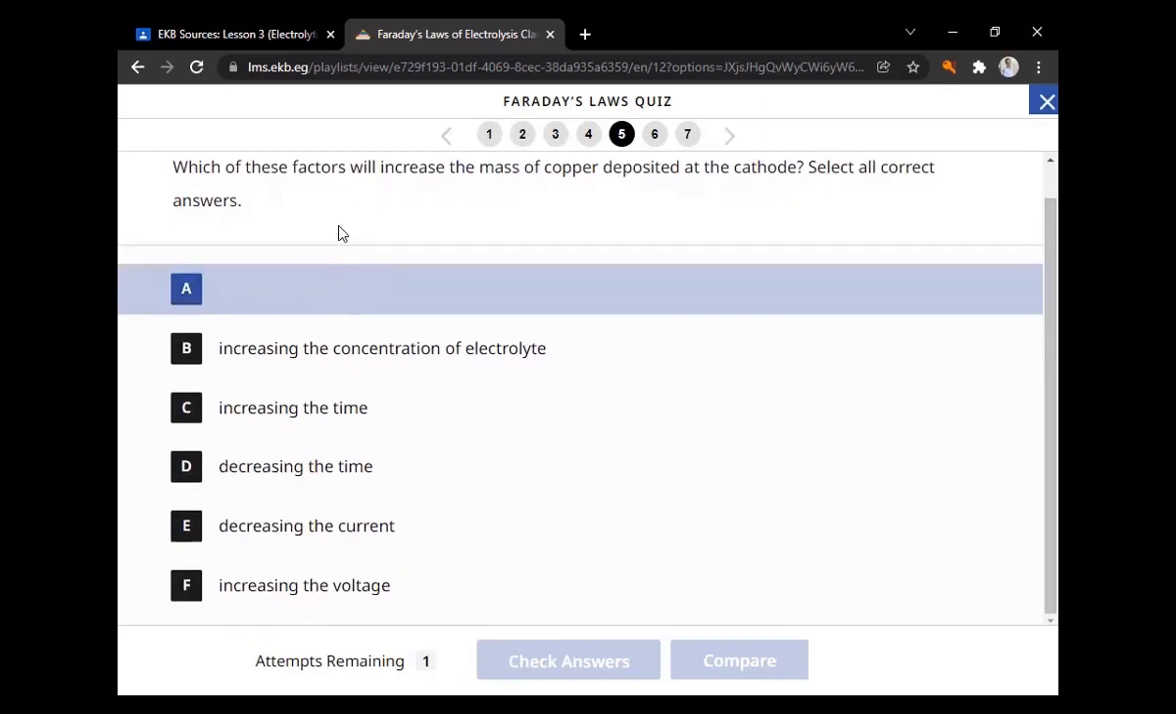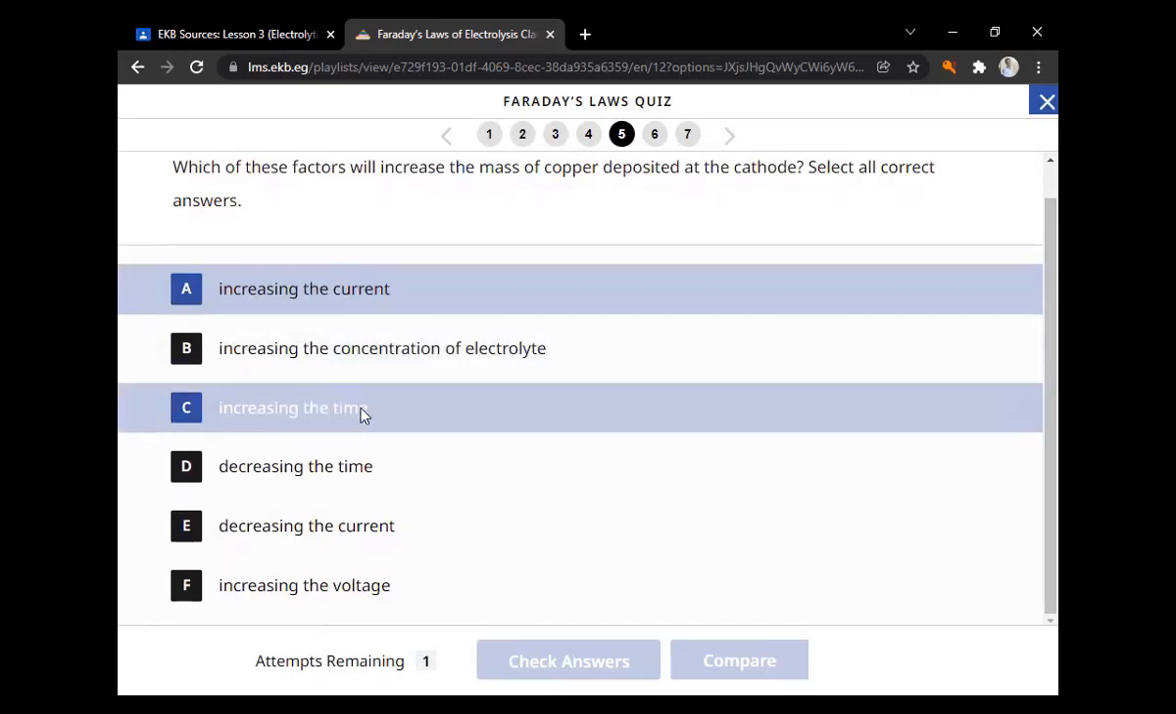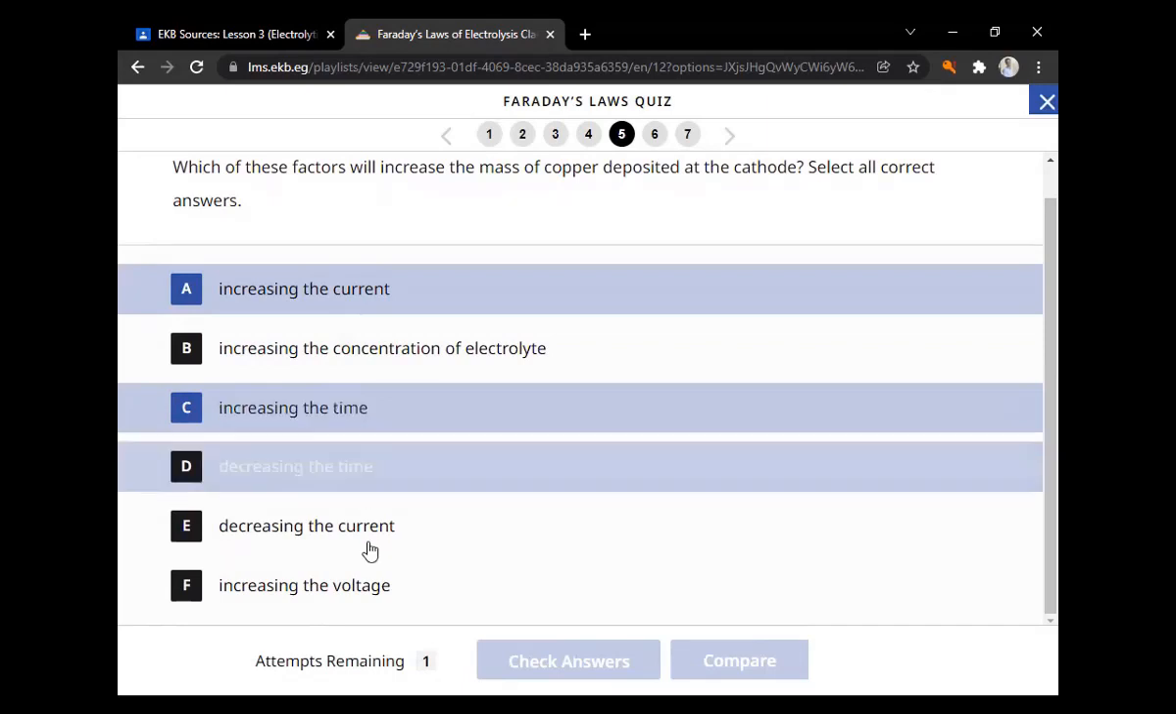Increasing current. Increasing time. Increasing voltage.